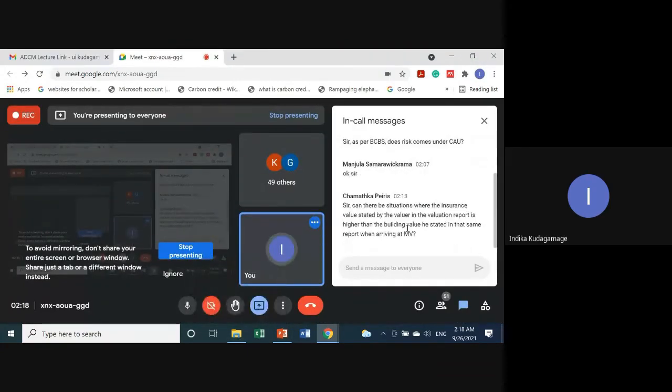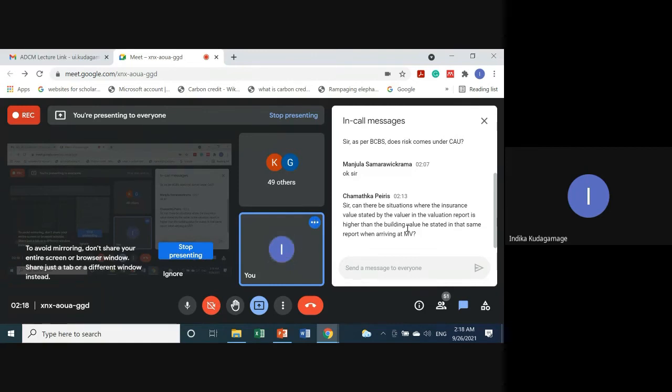Okay, I have a question. Chamatka, can there be a situation where the insurance value stated by the valuer in the valuation report is higher than the building value he stated in the same report?